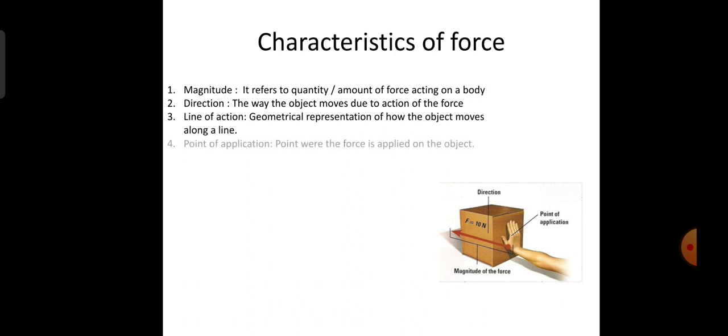The last one is called point of application. It is the point where there is placement of the hand on the object. That point is called the point of application with reference to this example. So point of application is the point where the force is applied on the object.